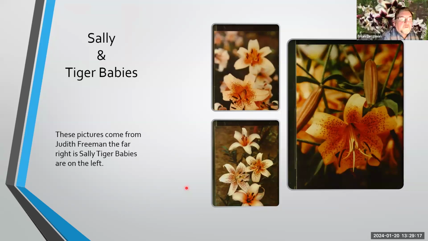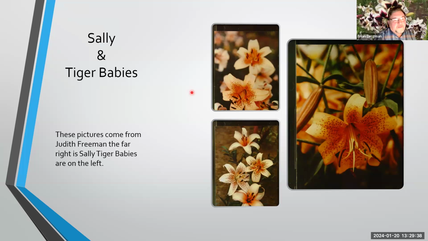So look at the speckling on the right. That's Sally. And look at the speckling on the left. That's tiger babies at the top. And tiger babies actually was 3 clones, and the one that has been taken over by the Dutch is specklier, but you can tell.